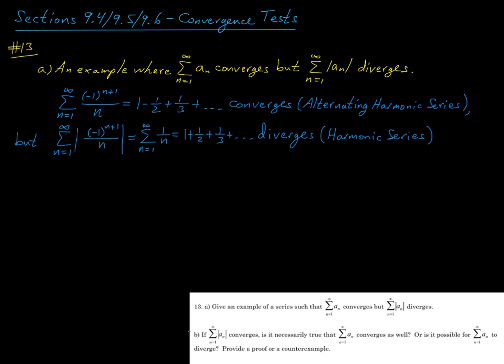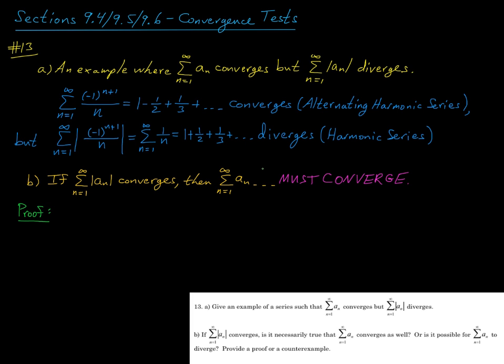All right, now part B is effectively going the other way. If we know that the sum of the absolute values of a sub n converges, is it necessarily true that the sum of a sub n converges as well? Or is it possible for the sum of a sub n to diverge? Again, you may want to pause the video and give this some thought, but I will tell you now, the sum of a sub n must converge if it's known that the sum of the absolute values converges. So here's a proof.